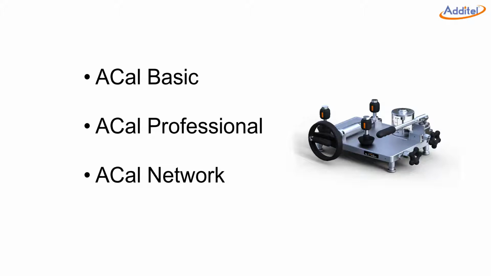ACal Network is the most advanced form of the software. It can do everything ACal Professional can do and saves the information it collects in a shared database with other computers running ACal Network. This is useful if you need to access the data on multiple computers, which you might want to do if you're running a calibration lab. If you want to know how to install ACal Network, please see the other installation video on our YouTube channel.